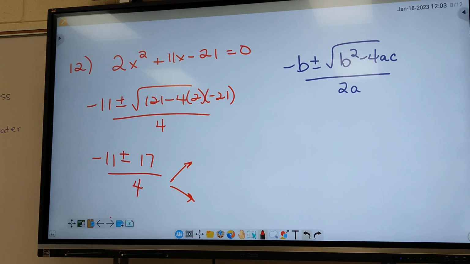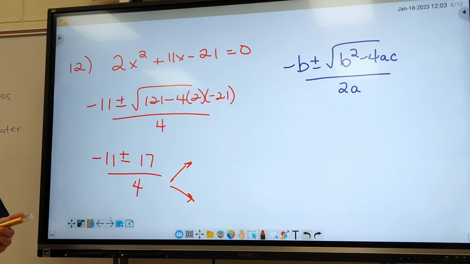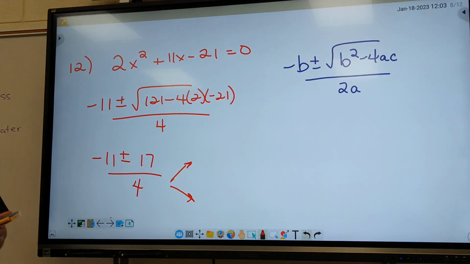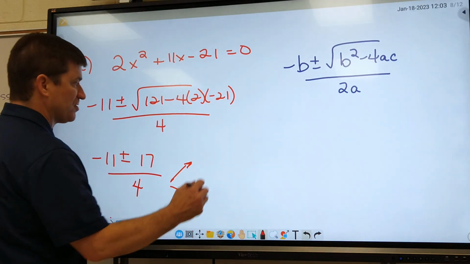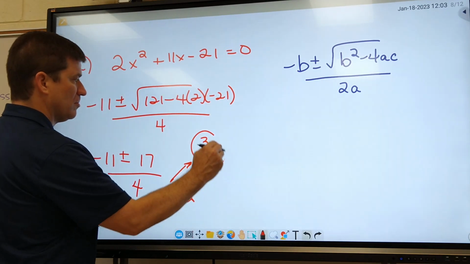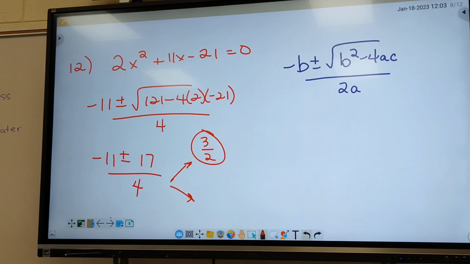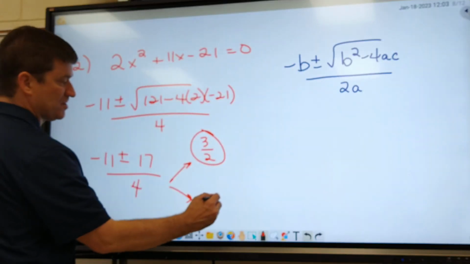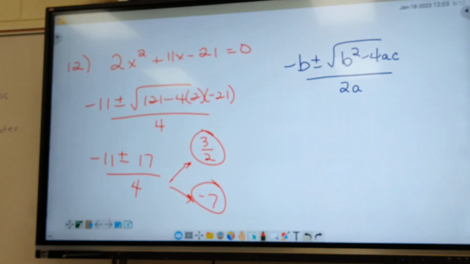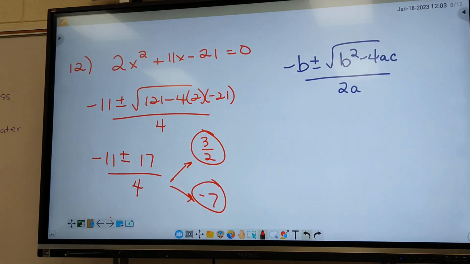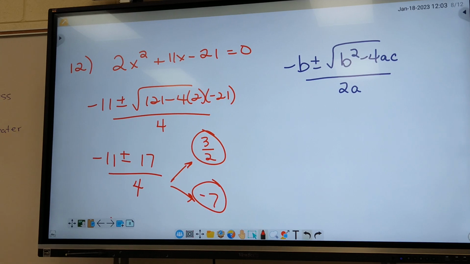Mess up? All right, so on the top, I got -11 plus 17. I got 3/2. What'd y'all get on bottom? -7. Everybody get -7? Okay. All right, so again, those are the ones you're supposed to already know how to do. All right, anybody have a question on 12?